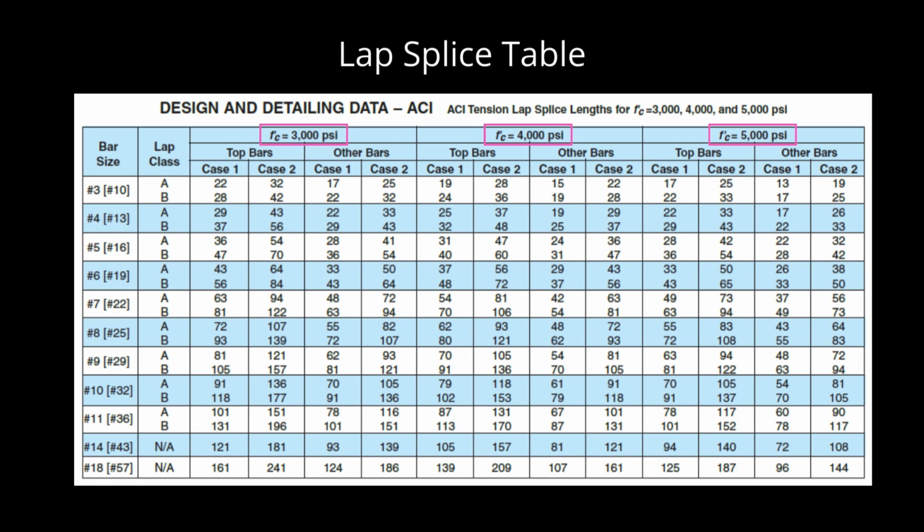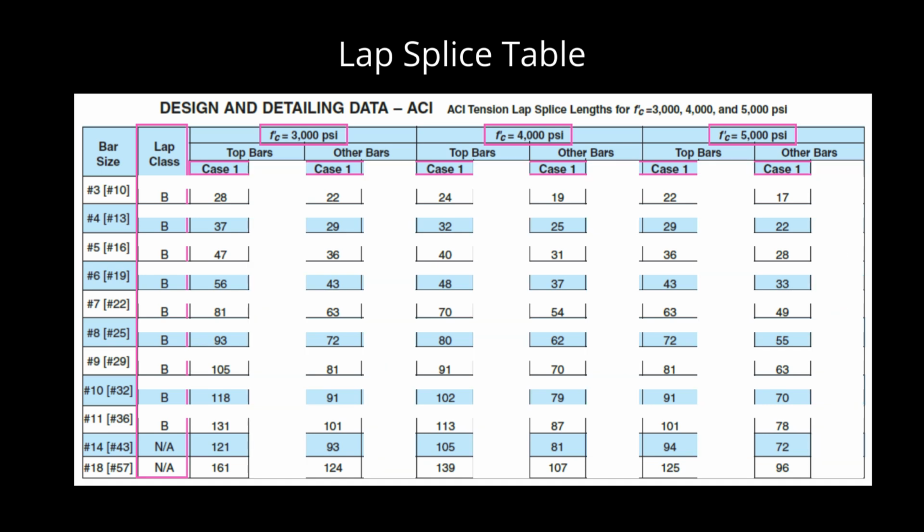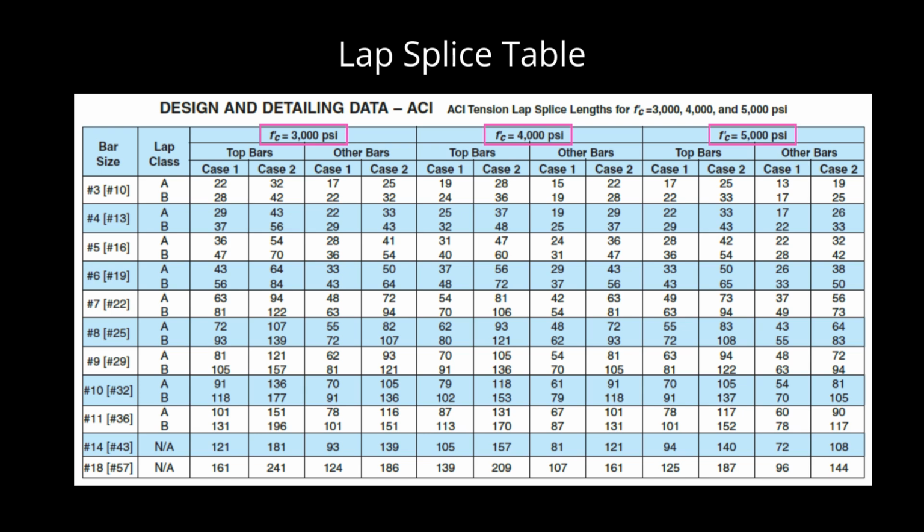It may look complicated, but no worries. We will cross out some rows and columns that we don't need. For example, for the lap class section, we will cross out all Class A values, and for the Case 1 and 2 selection, we will cross out all Case 2 values. So basically, we just need to know PSI of the concrete and location of the rebar for top bar selection. Now let's go back and explain how we made our selections for lap class A or B, top or other bar, and Case 1 or 2.